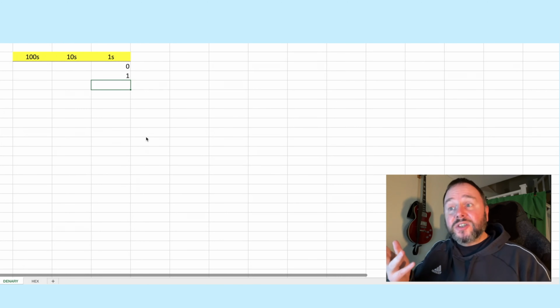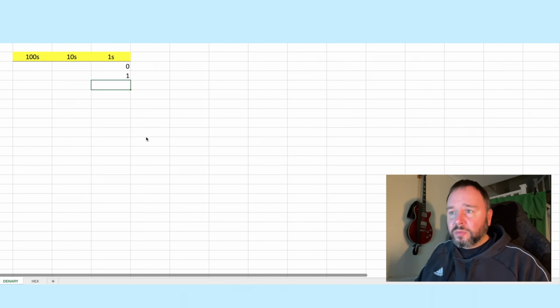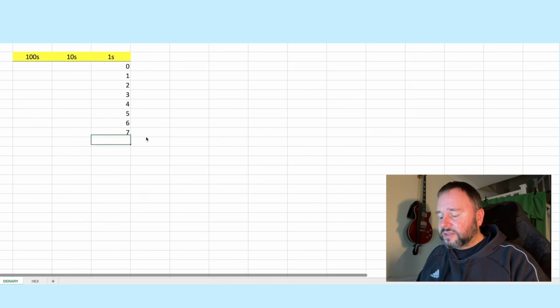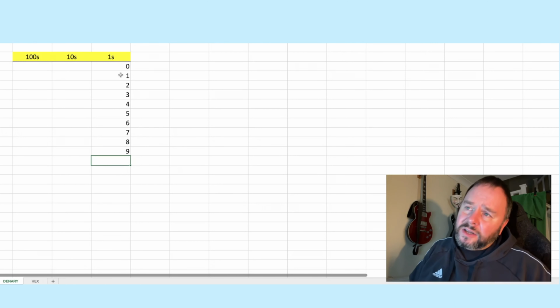So let me remind you how that actually works, because that is really helpful for other number-based systems as well, because they're all the same. So as I said, we count in groups of 10. 0, 1, 2, 3, 4, 5, 6, 7, 8, 9. We've got 10 units, including 0.